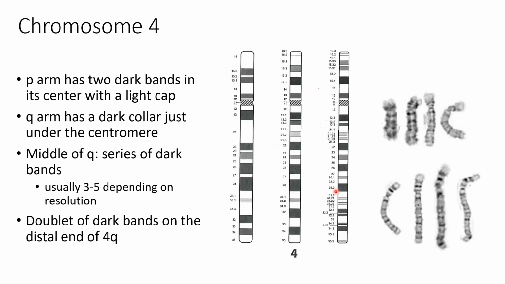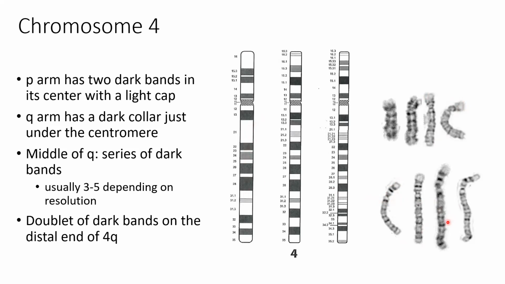Okay, so chromosome 4 and 5. Chromosome 4, the P arm has 2 dark bands in its center, but it has a very light cap, usually quite large. Then the centromere, and then we've got a dark band just under the centromere and a light area. There's a series of dark bands.